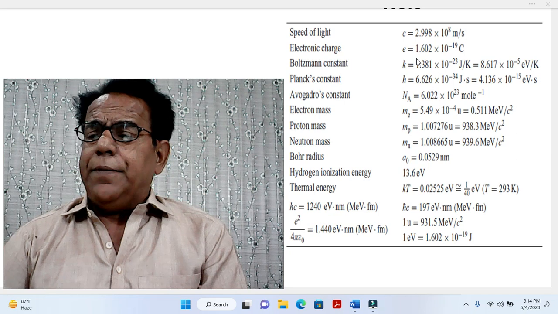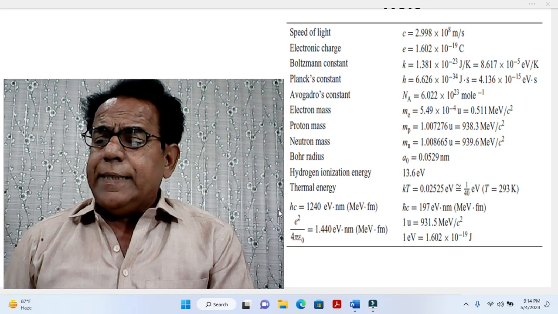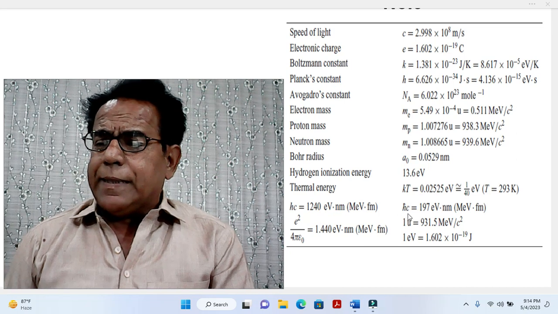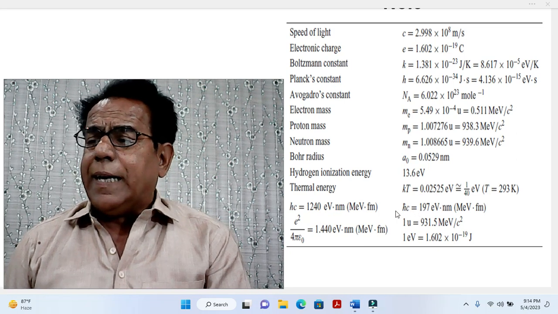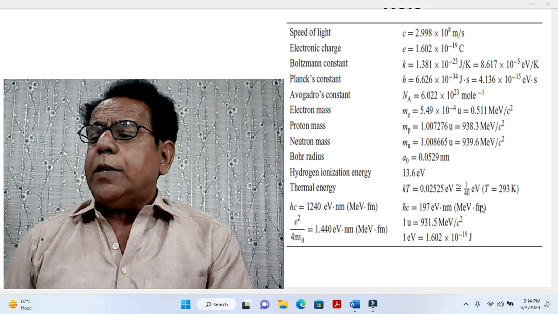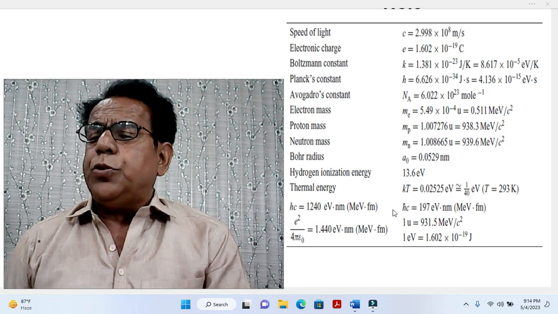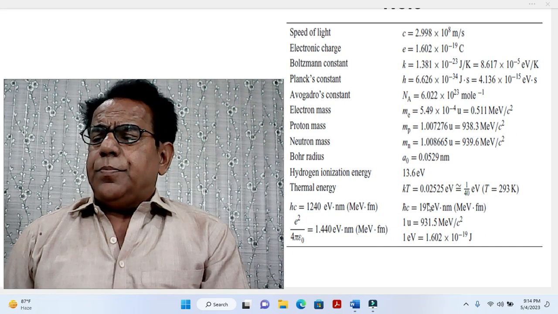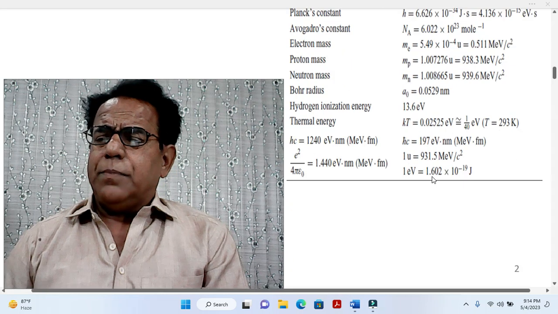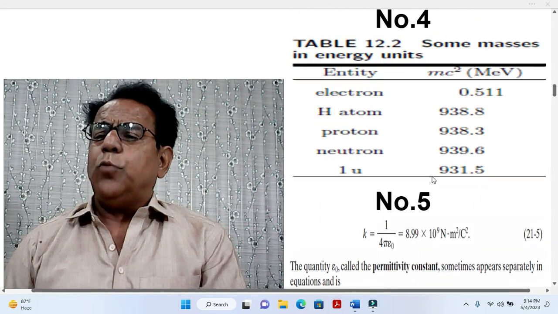Moreover, the combined value of h cut c, this is the combined value of h bar c or h reduced c, may also be used. Yes, it is enough about tool number 3. Now we move to tool number 4.